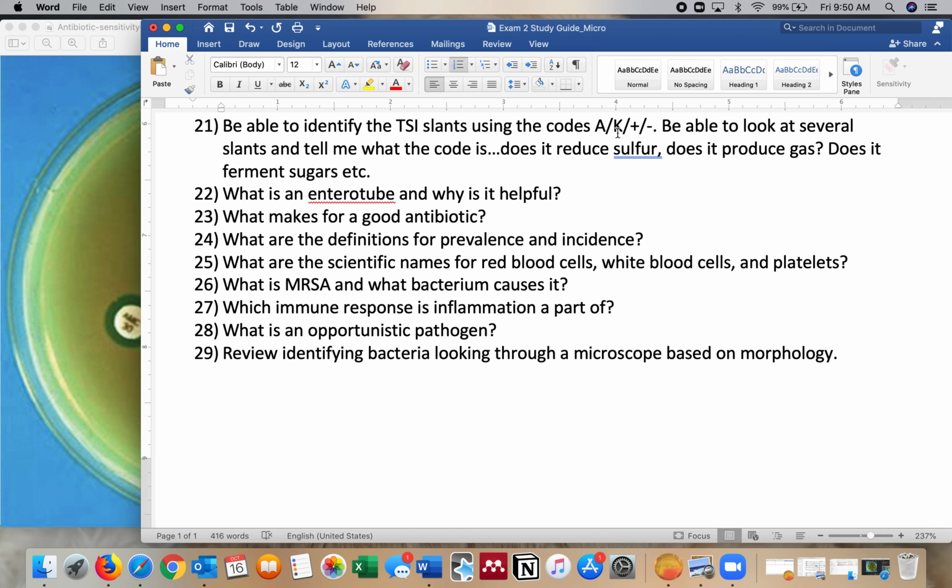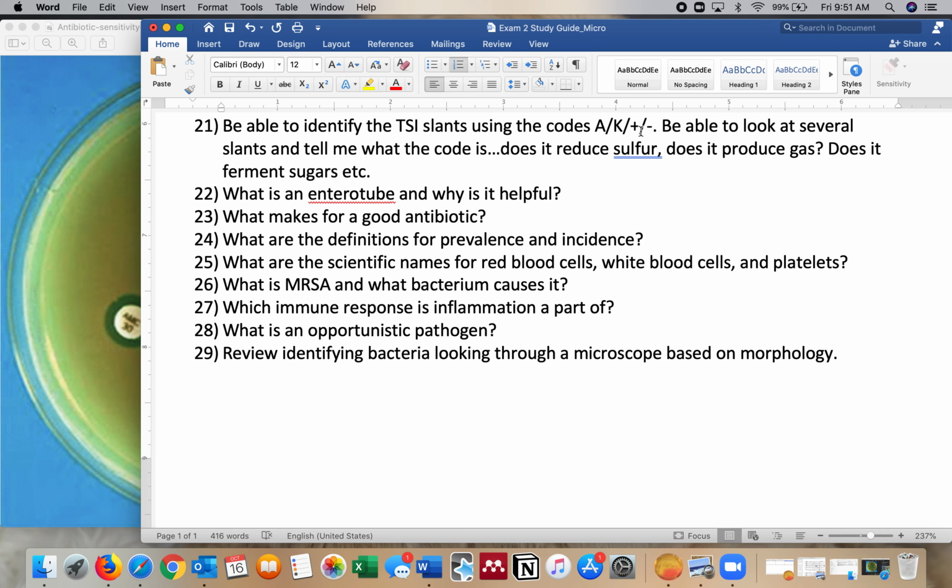Okay, K, this second one, it can be A or K. A is going to be a yellow butt, and K is going to be a red butt. Again, A is just going to be, in the butt of the TSI slant, can these bacteria process any of these sugars? K is going to be, there's no processing of sugars.